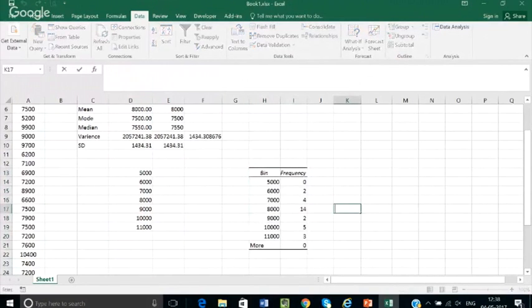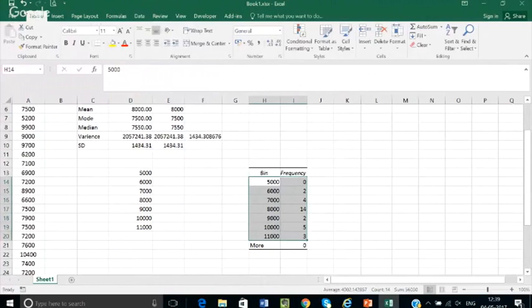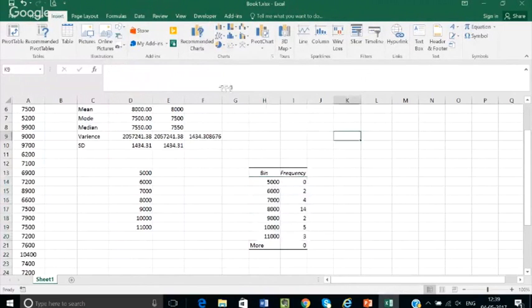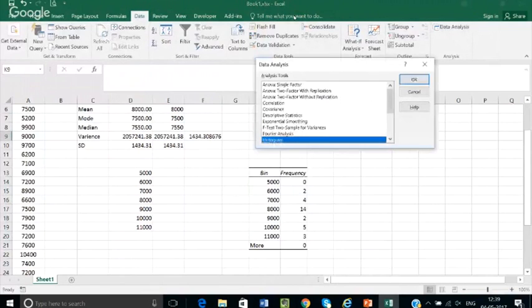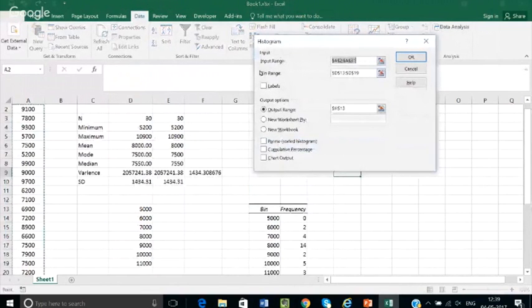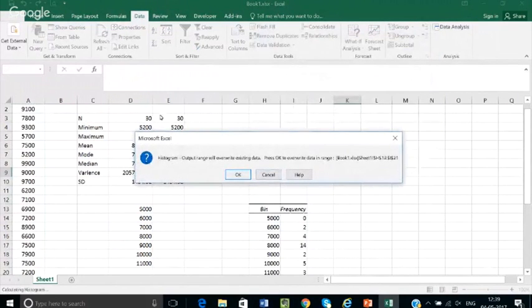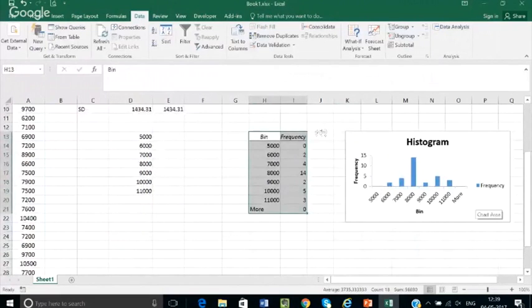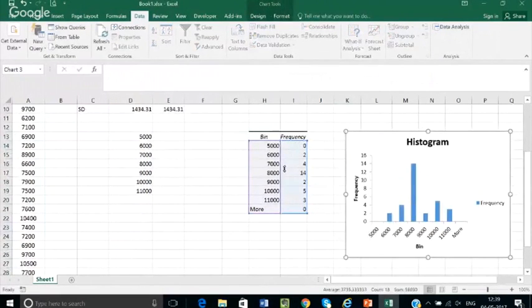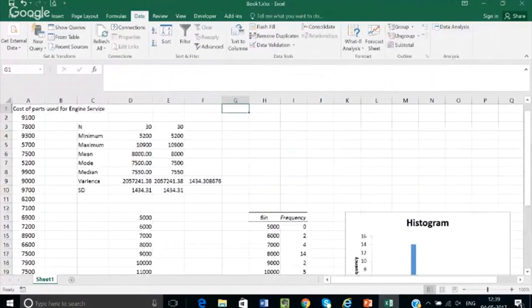On the basis of this, otherwise we can directly make a graph using this also. In the data analysis, histogram, this data is there, chart output also. It will give the histogram chart simply. Okay, in this way we can calculate the descriptive statistics using Excel.